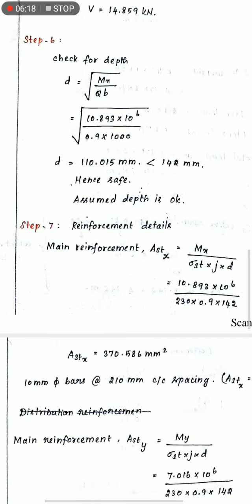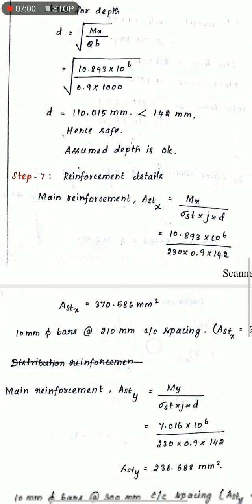Okay, so the next step is, once the moment value is arrived, you can go for the reinforcement detailing step. That is the main reinforcement. You have to find the Ast along the shorter direction and along the longer direction, because both reinforcements act as main reinforcement in a two-way slab. But in a one-way slab, only the shorter direction acts as main reinforcement, and the transverse reinforcement acts as distributor. Please keep in mind. So required Astx equals 370.586 mm square.